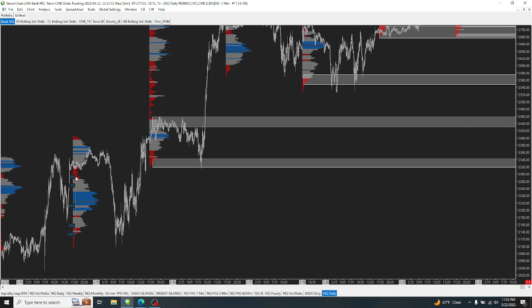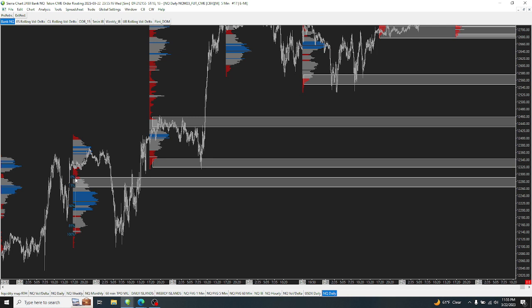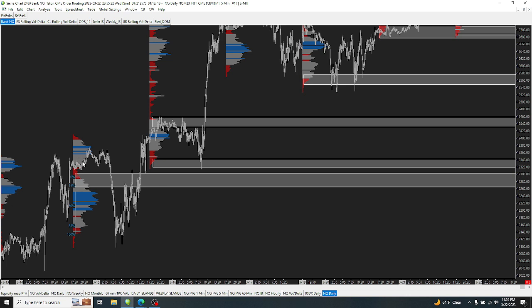We can kind of chart this up. It wasn't a clean touch, because this would probably go into here. It wasn't necessarily a clean touch, but it would have held these lows on this move. So this would have been a 2 profile, at least the way that I would draw it.